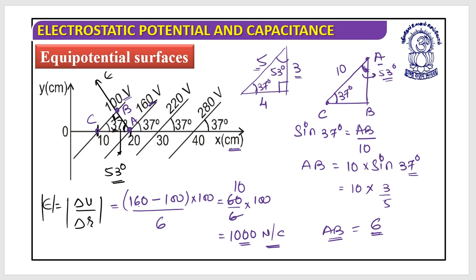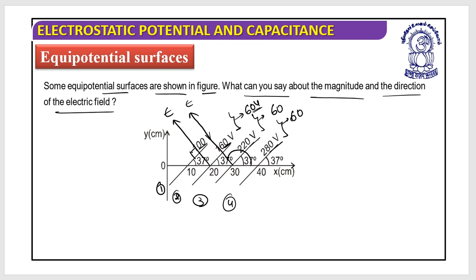Are you done with this? Now, last, what do they ask? They ask about the magnitude, and one more thing. They also want the direction of the electric field. Now, what is the direction of the electric field? Look at this. This was 37. This is 90. So this is 53. This angle is 53 degree.